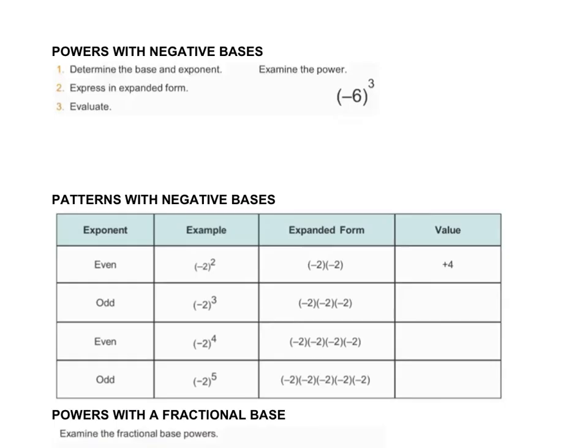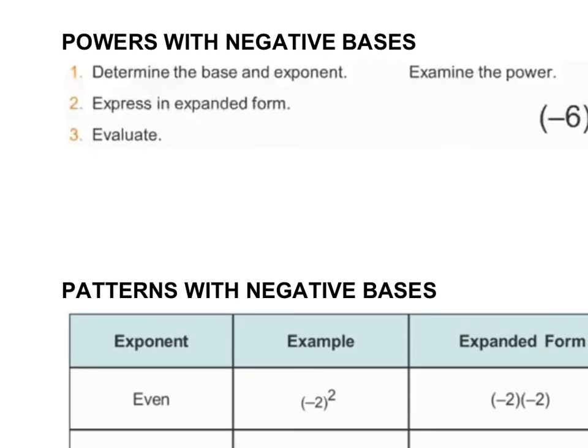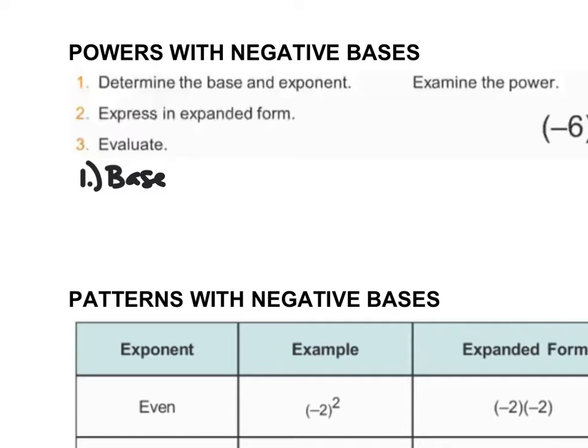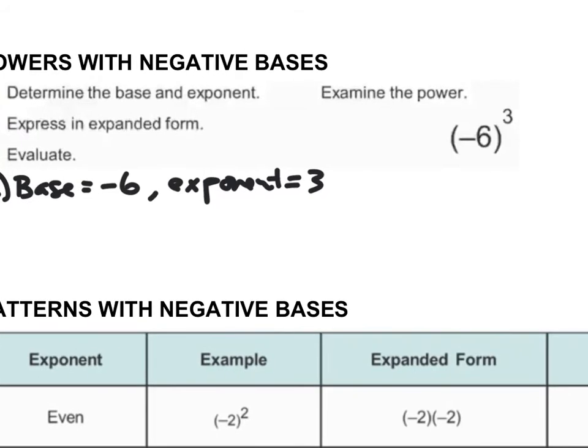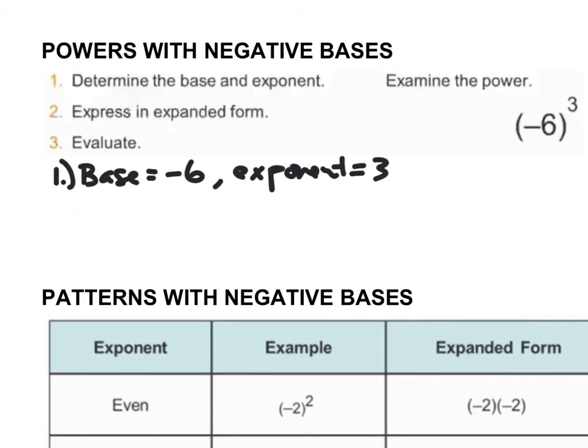Let's take a look at the back page. On this one we have something different. We've got powers with negative bases. So we're going to extend this idea out. Now I want to determine the base. Number 1, the base is -6, and my exponent is, what is that, 3? Yeah, 3. I want to express this in expanded form.